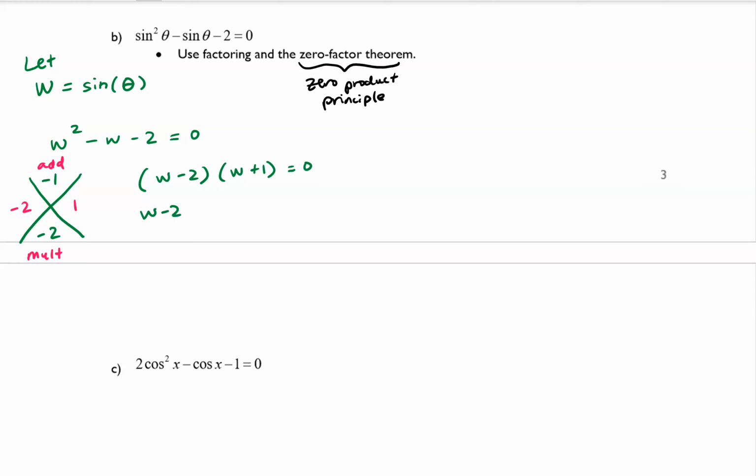Now I can use the zero product principle or the zero factor theorem to set each of the individual factors equal to 0, and if I solve them, I get w equals 2 and w equals negative 1. Now I can substitute back in, and both of these equations are going to say sine of theta is equal to 2 and sine of theta is equal to negative 1. Now, for this equation, we know that the output values or the range values for sine are all of the numbers between -1 and +1.